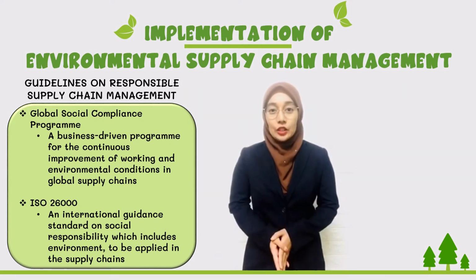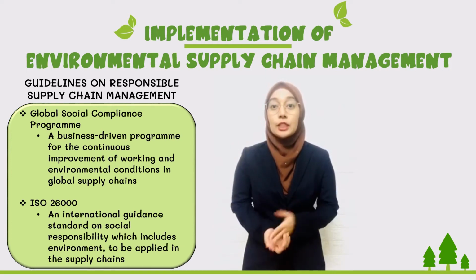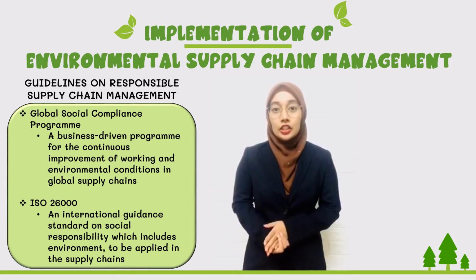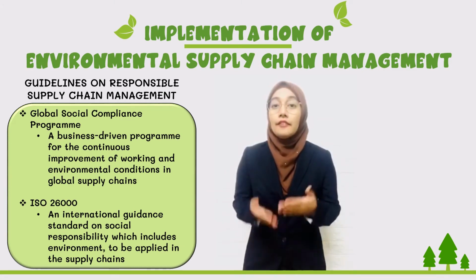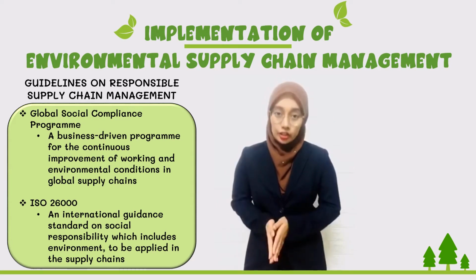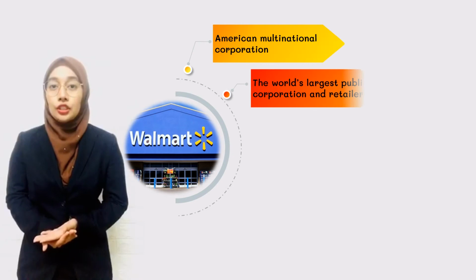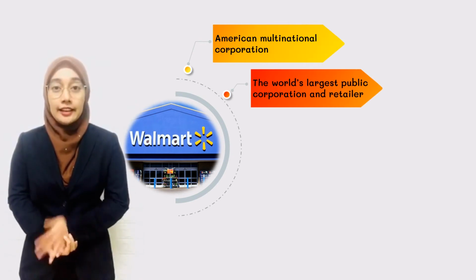Meanwhile, ISO 26000 provides direction on operating business in a responsible way. It is an international guidance standard on social responsibility that includes the environment to be applied in the supply chain. Let's take Walmart, an American multinational retailer corporation, as an example.